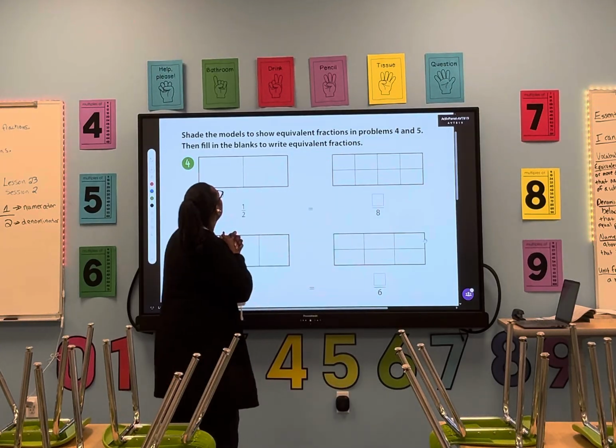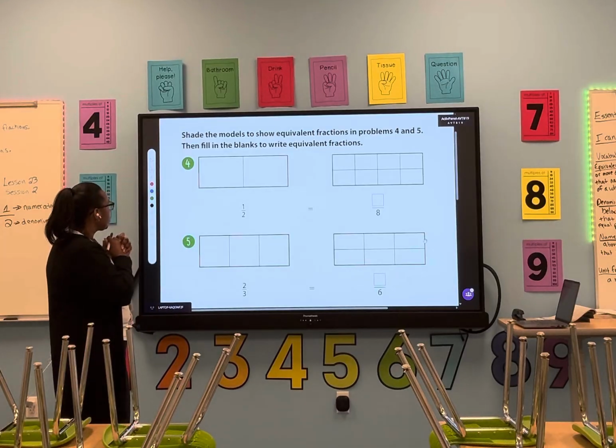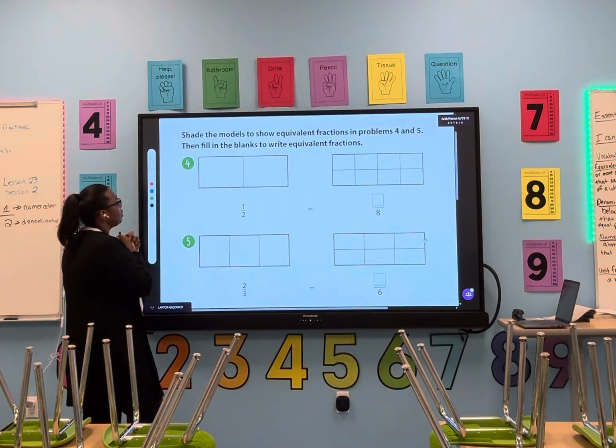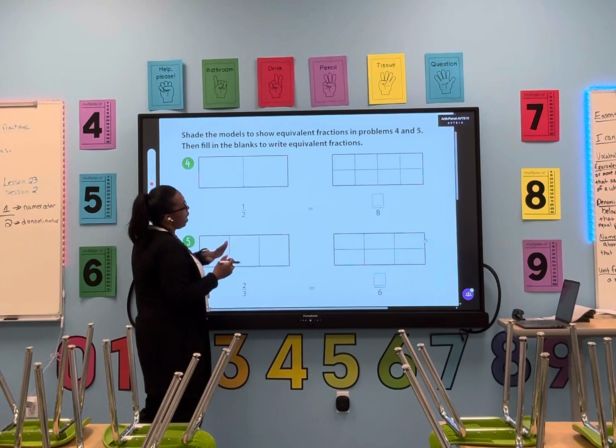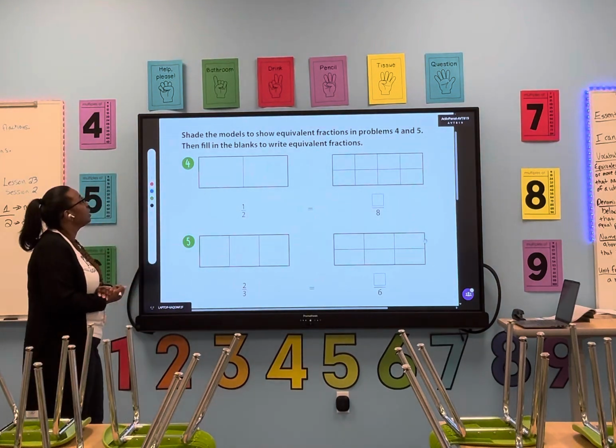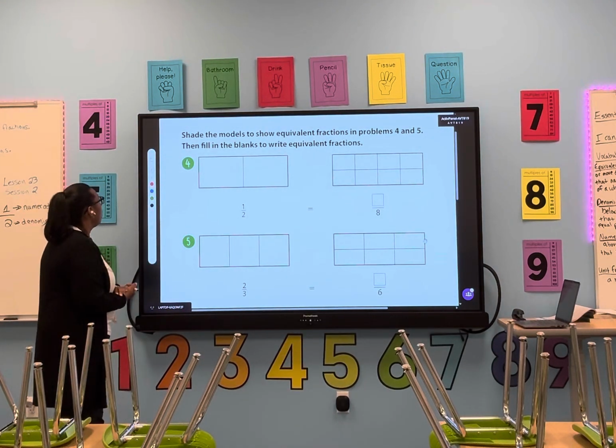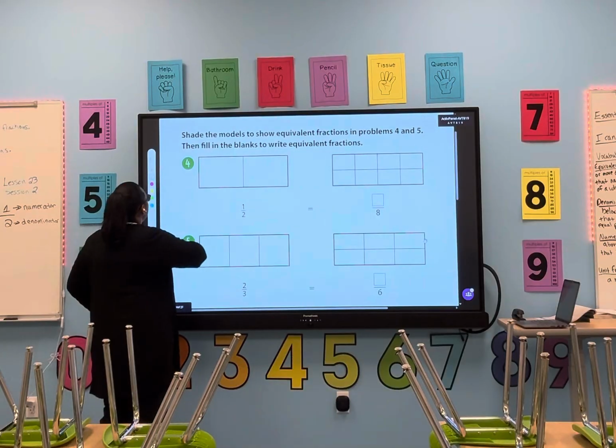Okay, so let's go ahead and look at number 4. Number 4 gives us a fraction of 1/2. Okay, so they want us to shade in 1/2. So let's go ahead and do that.